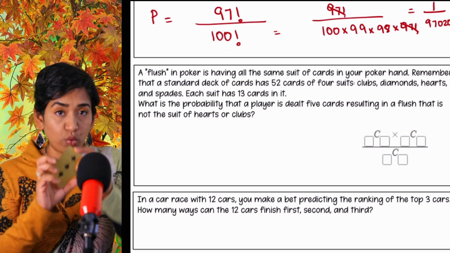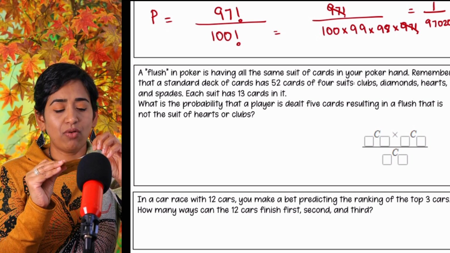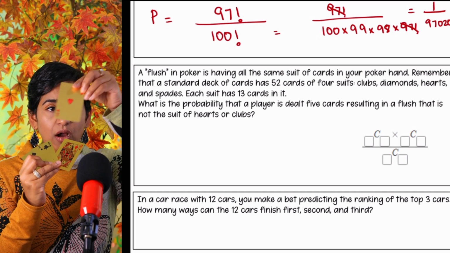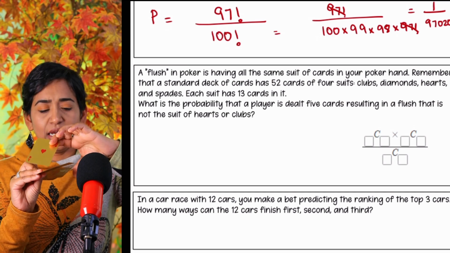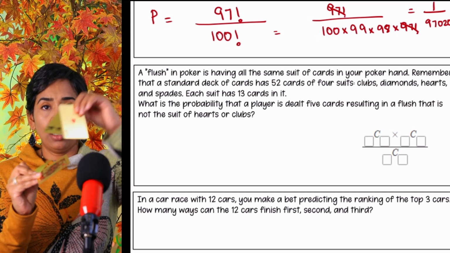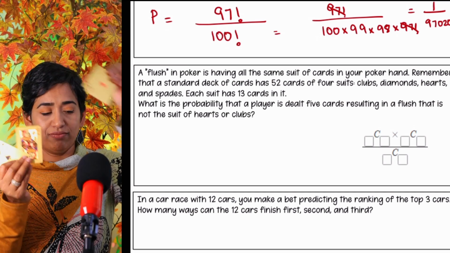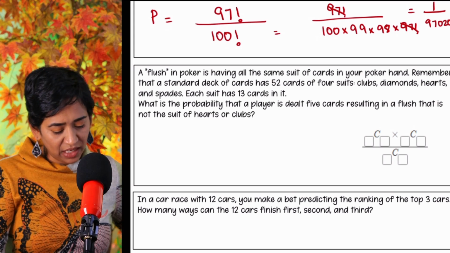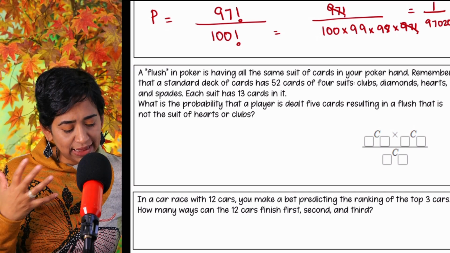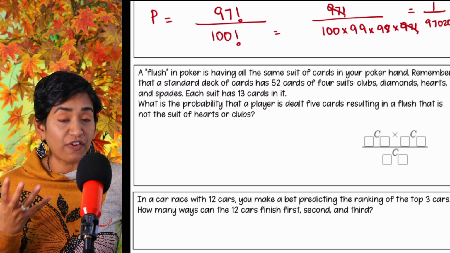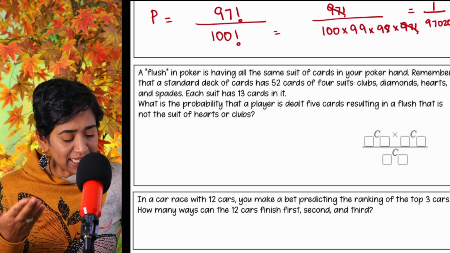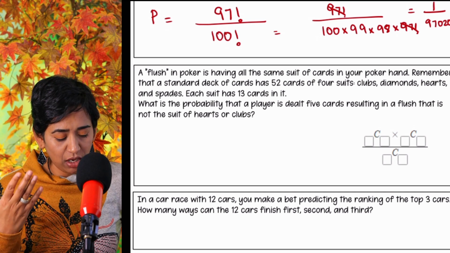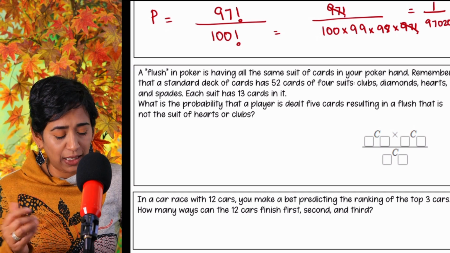So what is the probability that a player is dealt 5 cards resulting in a flush that is not a suit of heart or club? So I cannot have a heart or a club. These two cannot be. So what are my options? Only two. Let's go ahead and take a look. What is the probability that a player is dealt 5 cards, resulting in a flush that is not a suit of heart or a club?